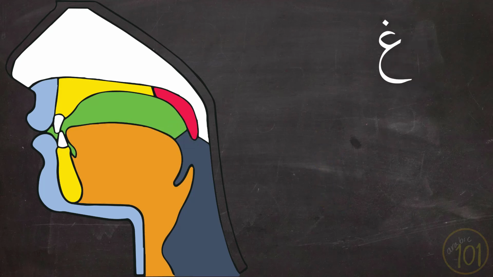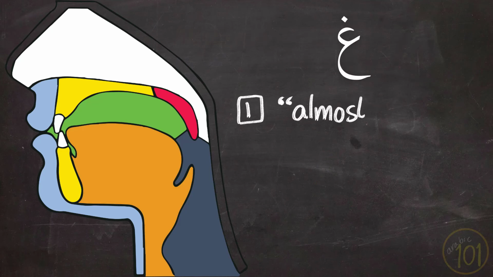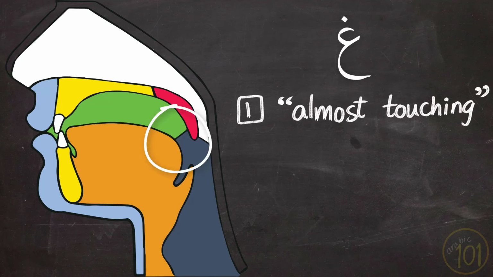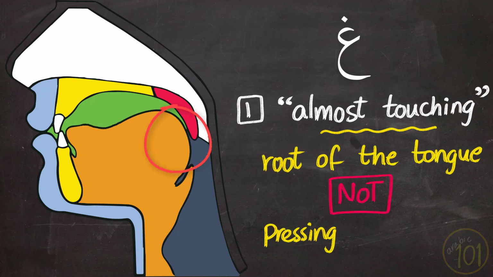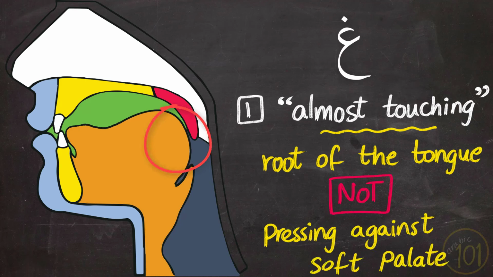And here we gotta notice 2 important things. Number 1, notice that I said the root of the tongue is almost touching the soft palate, not fully touching, because the sound of Ghain is a continuous sound, which means that it can be extended for as long as you want. So, the root of the tongue should not be pressing on the soft palate, but there should be enough space allowing the sound to continue.